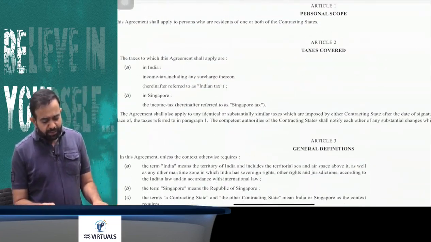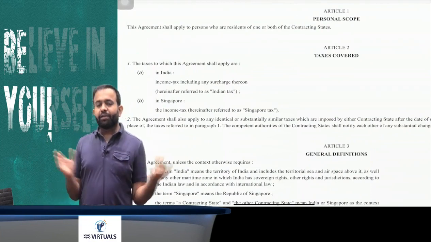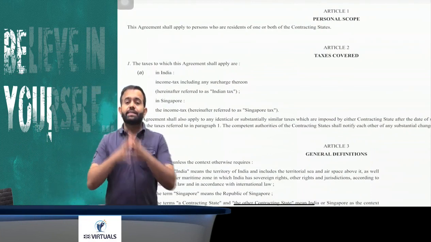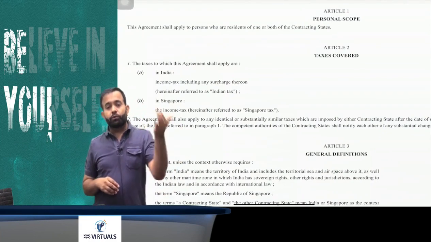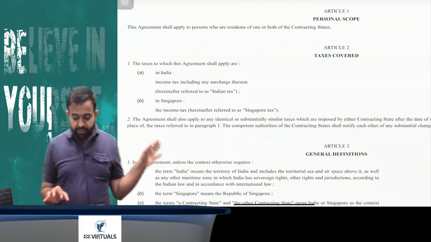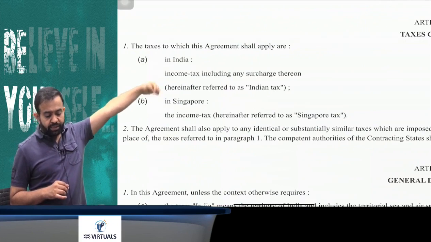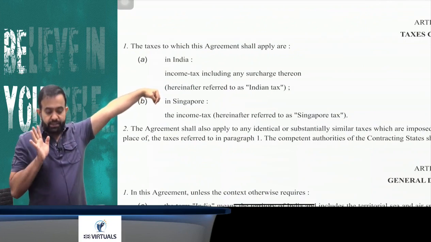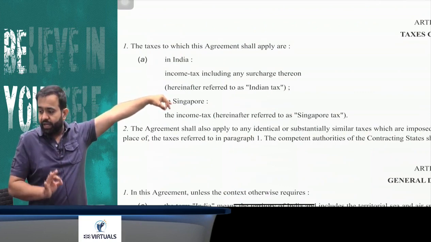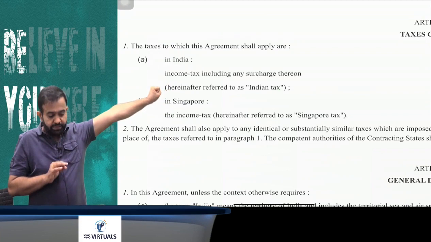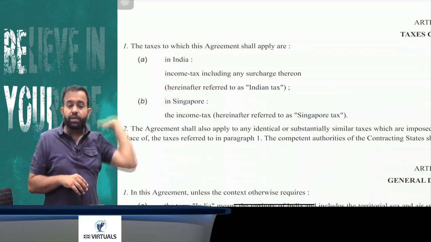Now guys, article number 2 is basically taxes covered. Article number 2 in every agreement is about the taxes covered, like which type of taxes are covered in this agreement. Are only income taxes covered or are wealth taxes also covered? If you see the India Singapore agreement, they clearly mention that the taxes to which this agreement shall apply in India are only income tax and surcharge thereon, hereafter referred to as Indian tax. It means in India it is going to cover only income tax, and in Singapore there is income tax, hereafter known as Singapore tax.